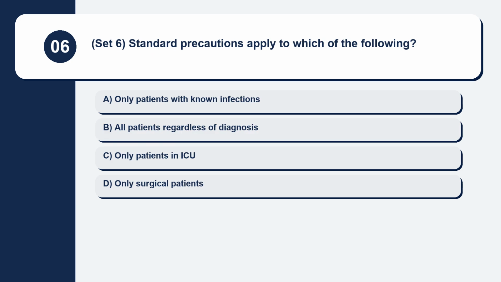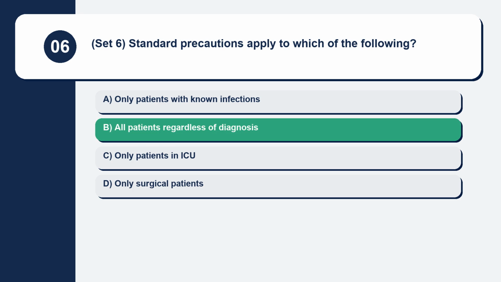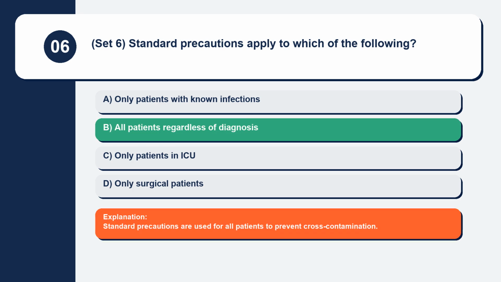Question 6. Set 6, standard precautions apply to which of the following? Only patients with known infections, all patients regardless of diagnosis, only patients in ICU, only surgical patients. Standard precautions are used for all patients to prevent cross-contamination.